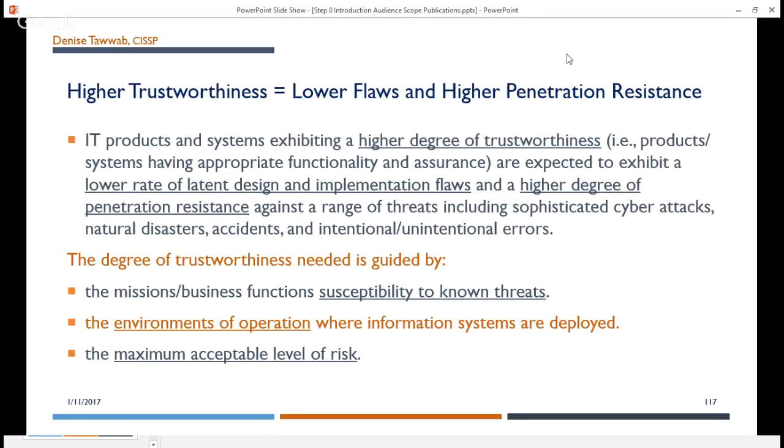Higher trustworthiness equals fewer flaws and higher penetration resistance. IT products and systems that exhibit a high degree of trustworthiness are expected to exhibit a lower rate of latent design and implementation flaws and a higher degree of penetration resistance against a range of threats, including sophisticated cyber attacks, natural disasters, accidents, and intentional or unintentional errors. The degree of trustworthiness needed is guided by the business function's susceptibility to known threats, the environments of operation where information systems are deployed, and the maximum acceptable level of risk.